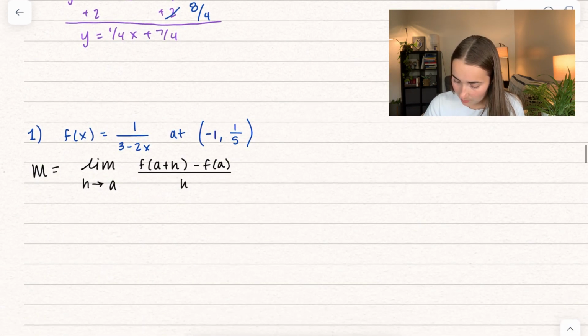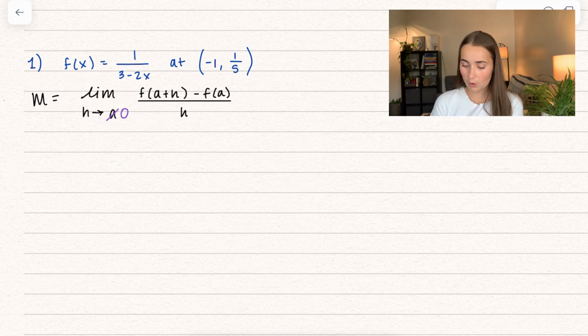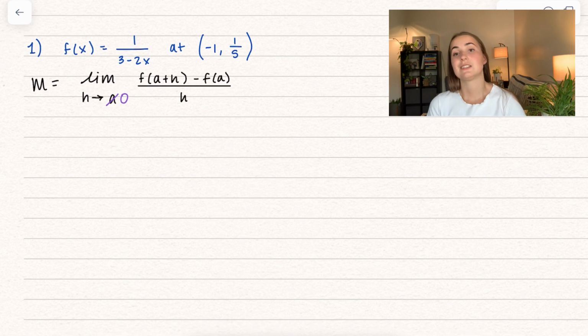So we have one more example here. Again, this should be a 0. And now we have 1 over 3 minus 2x at the point -1 and 1/5. So first I want to go ahead and calculate the slope. So let's go ahead and plug in what we know.